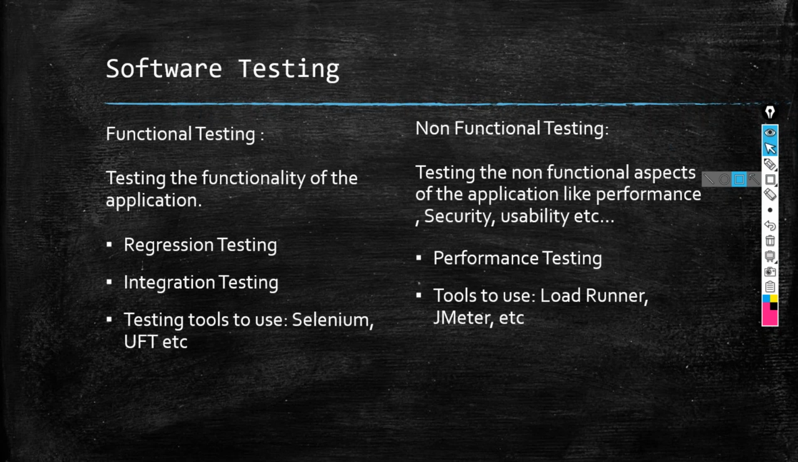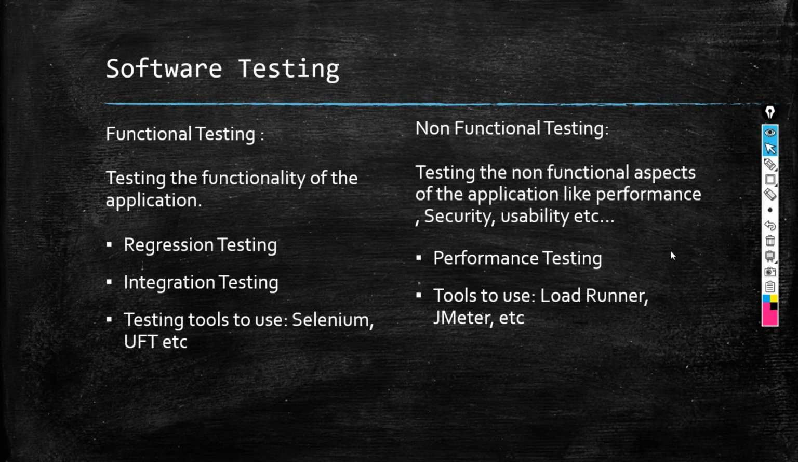Especially performance testing: here we don't test the functionality. Rather, the focus is on the performance. The different tools we use here are LoadRunner, JMeter, NeoLoad, and Gatling. We have different types of tools, but the most widely used are LoadRunner and JMeter.